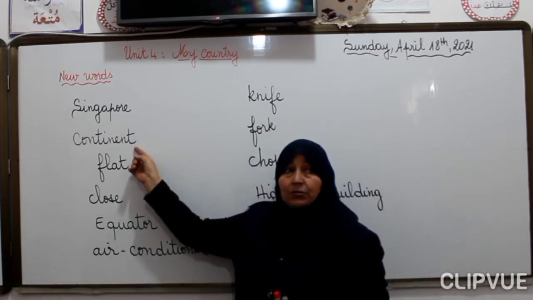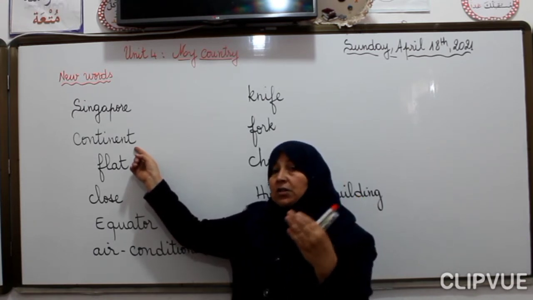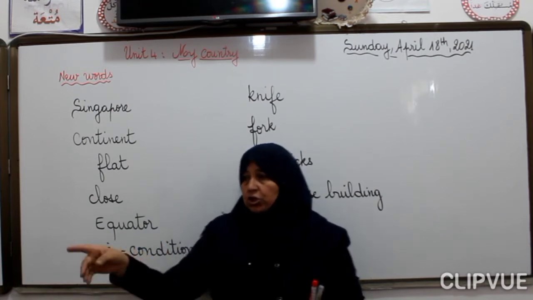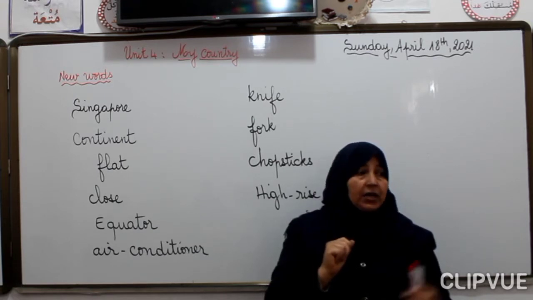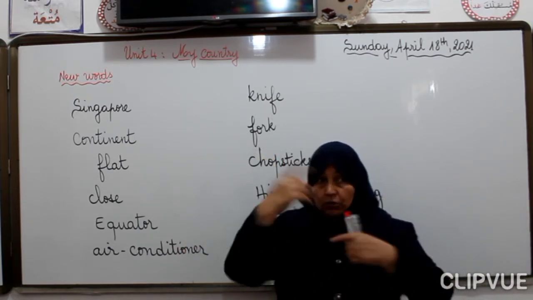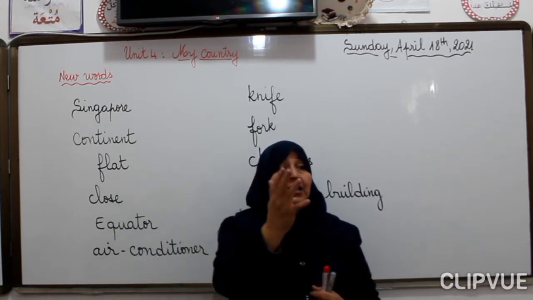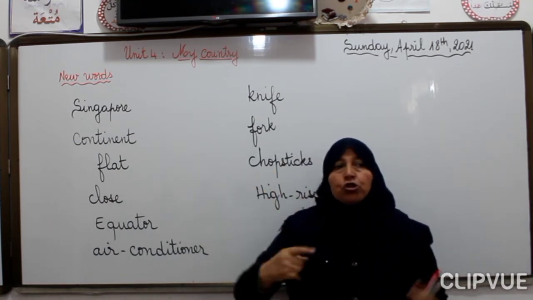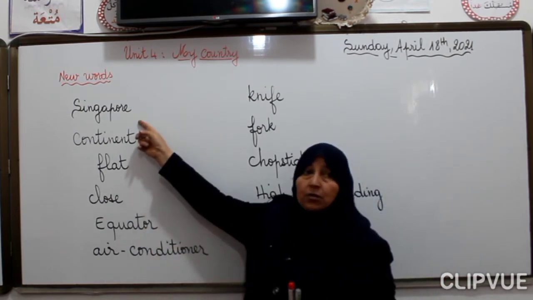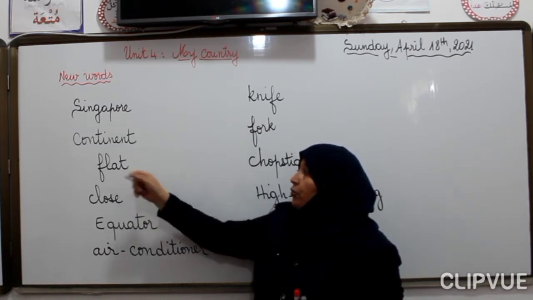What's a continent? We have on Earth 5 continents. Do you know the 5 continents in English? Africa. Europe. America. Australia. Asia. Okay, so we have 5 continents. Do you know what continent Singapore is in? Asia, good. It's in Asia. Okay, let's move on to the third word.